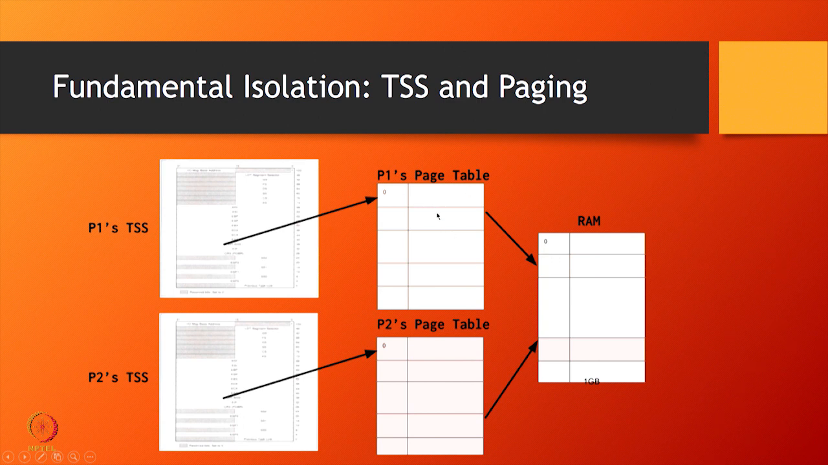So, I will have P1's page table, and I will have P2's page table. What could happen is, inside a page table there will be some pages that are assigned for the process, and there will be some pages that are actually assigned for the operating system.